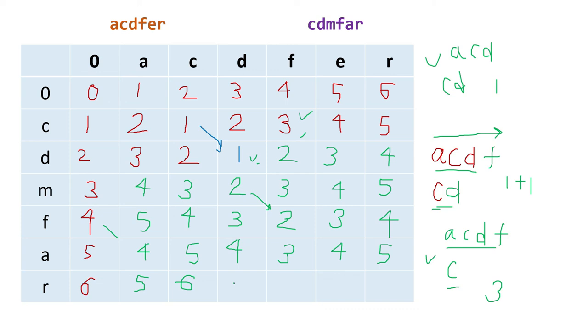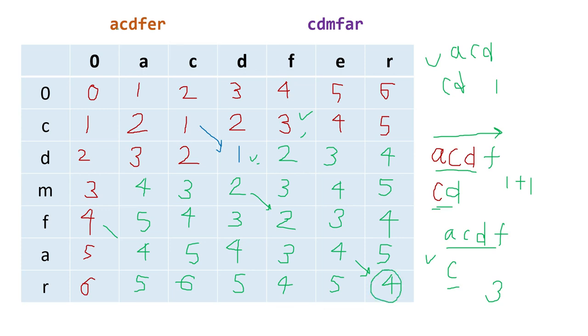Here it is D and R, that is 5 it will be. Here R and F is not same, so it will become 4. And here E and R is not same, so it will become 5. And here R and R is same, so we have to carry forward this result, it will become 4. And 4 will be our result.